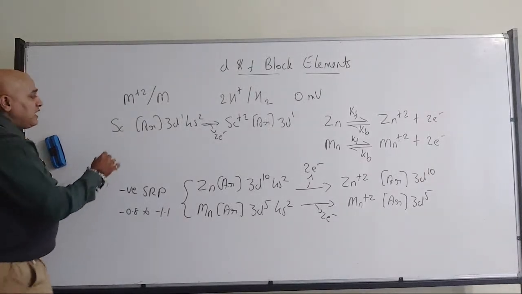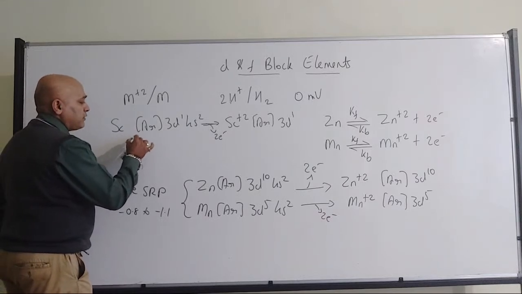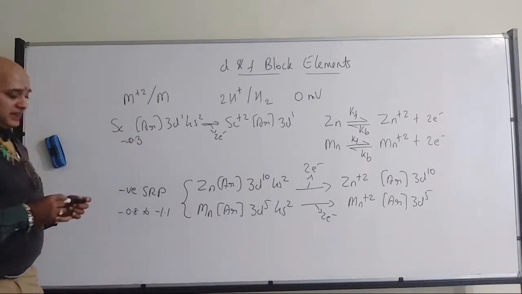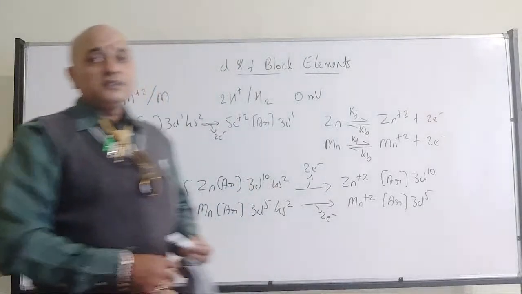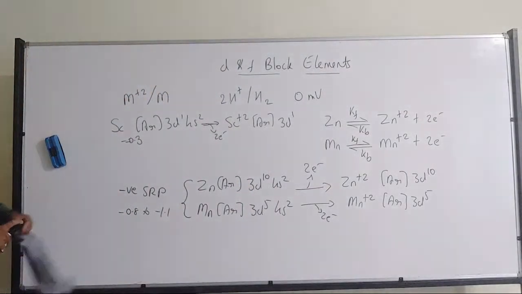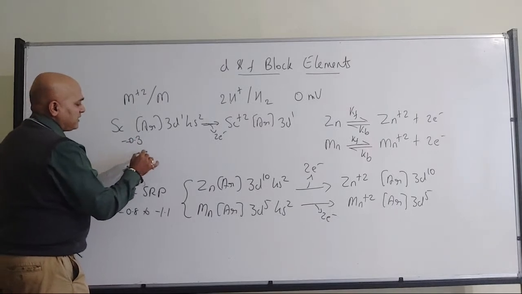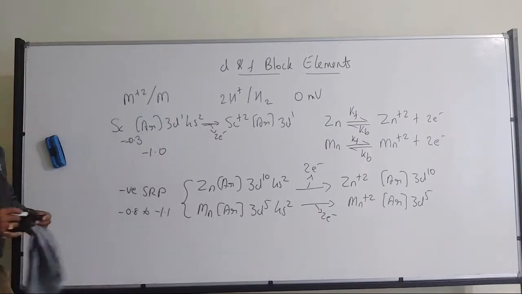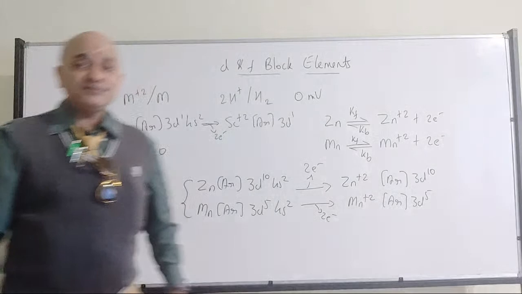Even scandium will have a negative value, somewhere around 0.3. Now I am talking about approximate values. Most of them have negative values. It can go up to other elements like titanium and all, where it will be somewhere around 1 minus value.